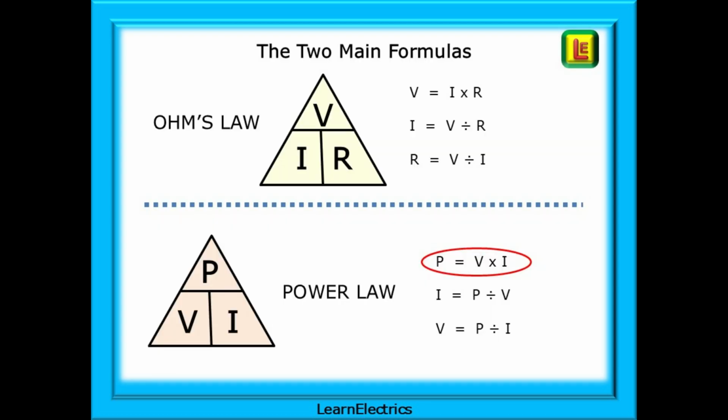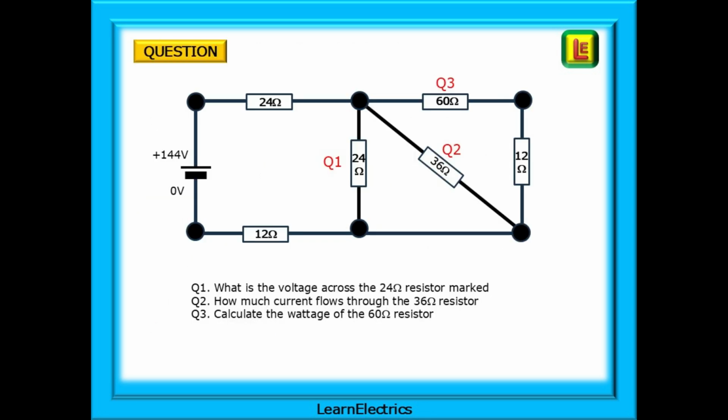The main formulas that we need are Ohm's law and power law. If I tidy up the drawing, we get this: 6 resistors in a network with a 144 volt DC supply.